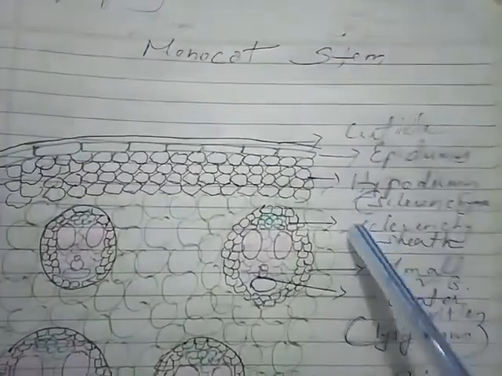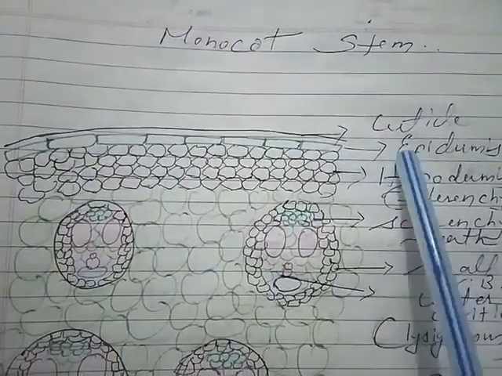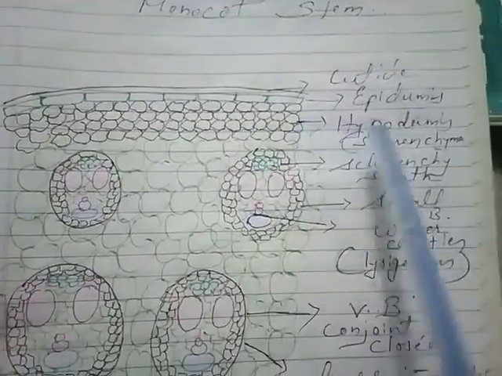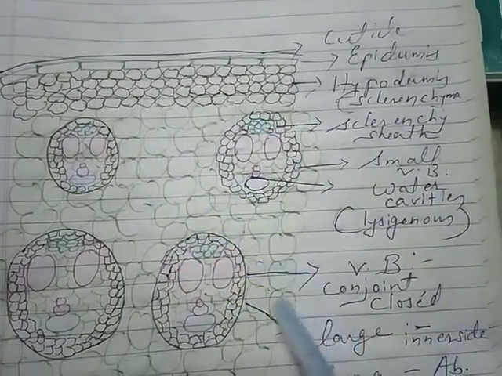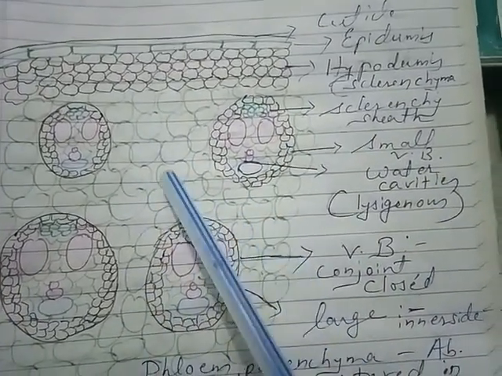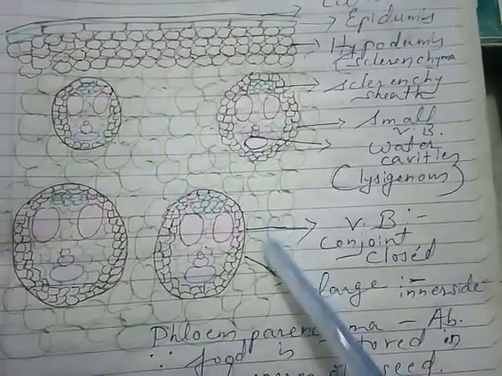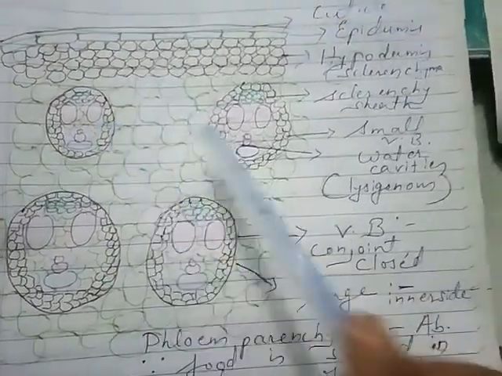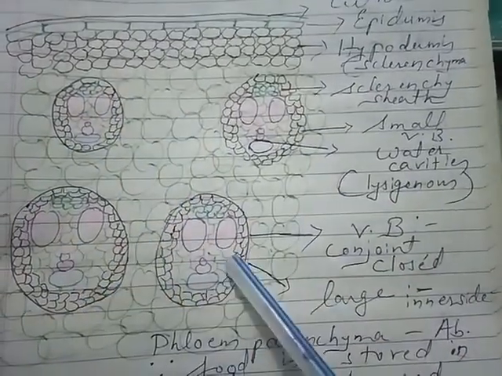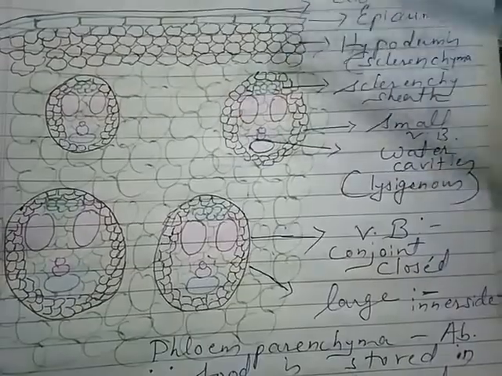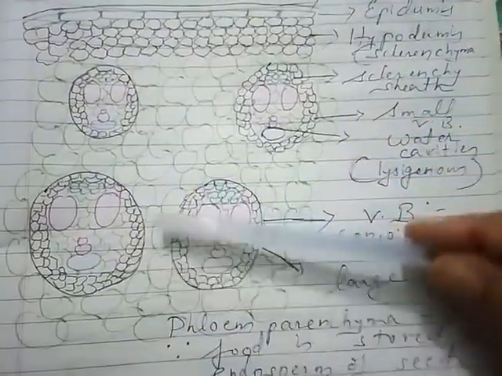Now in the monocot stem, the epidermis is present, and a layer of cuticle is present. Here also a hypodermis is present, but it is sclerenchymatous. Here the ground tissue is not distinguished into cortex, endodermis, and pericycle. It is present simply as parenchymatous cells. Now the vascular bundles are scattered. The vascular bundles towards the periphery will be smaller in size, while those towards the center are larger in size.